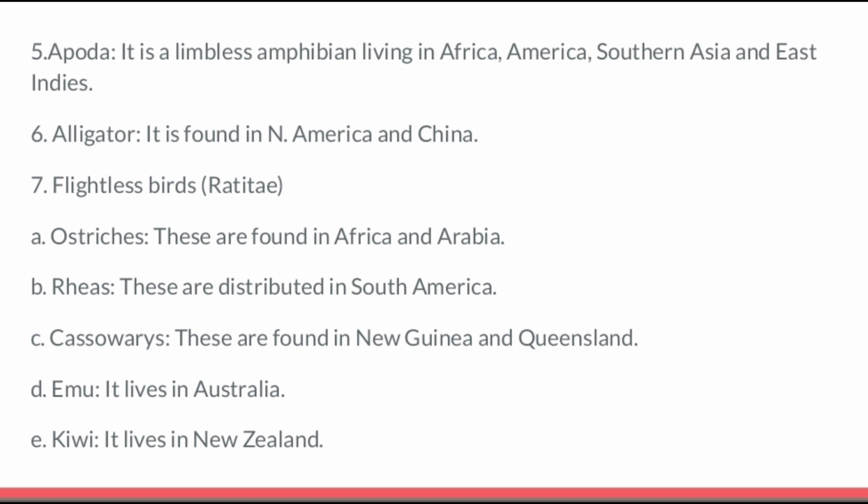Flightless birds. Ostriches. These are found in Africa and Arabia. Rheas. These are distributed in South America. Cassowaries. These are found in New Guinea and Queensland. Emu. It lives in Australia. Kiwi. It lives in New Zealand.